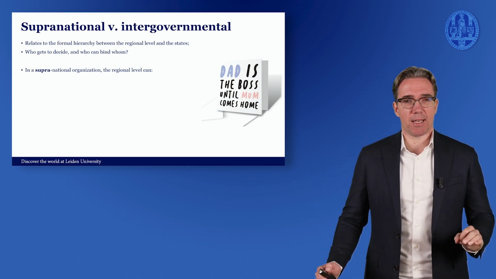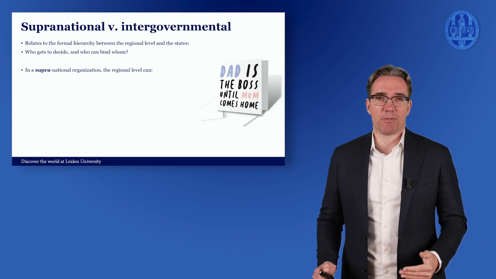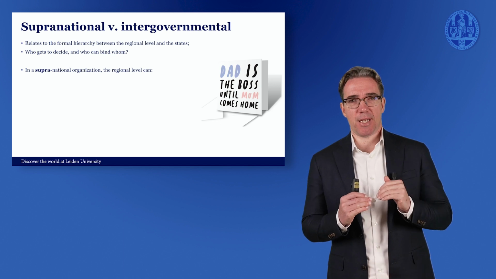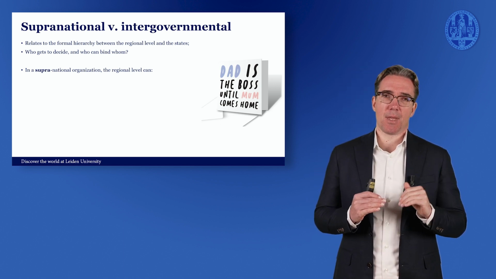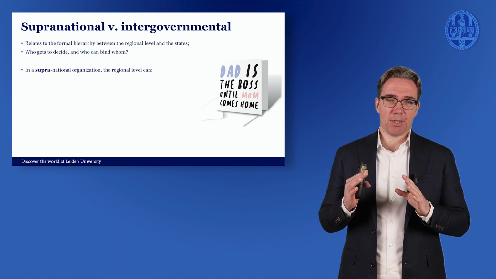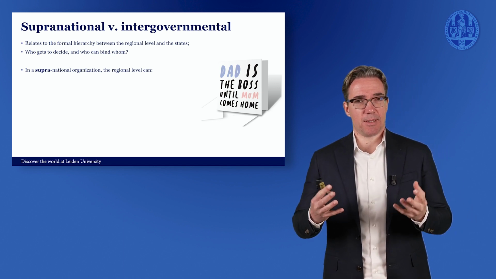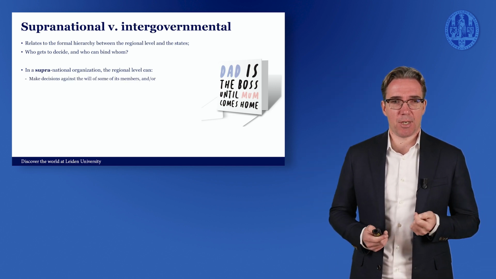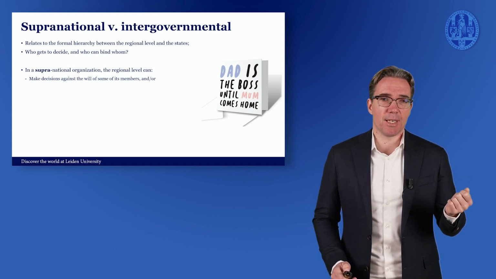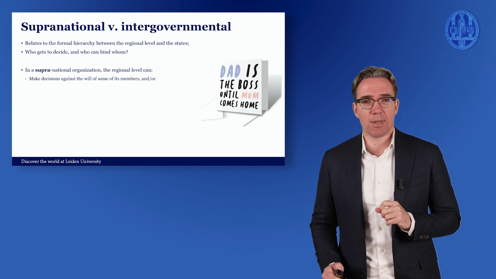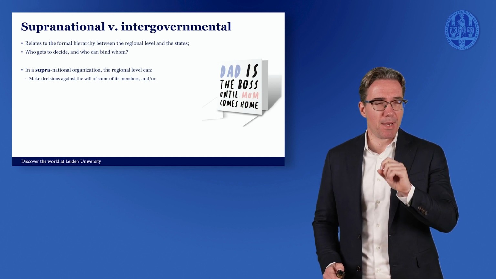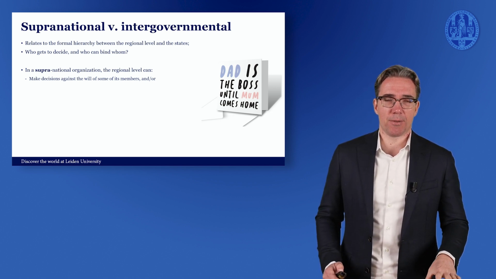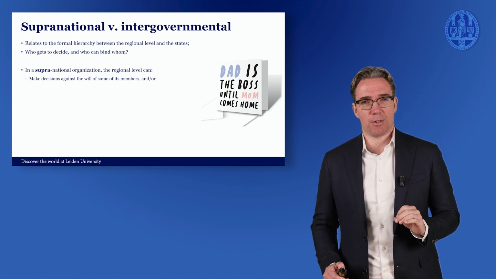Now, in a supranational organization, as the name already suggests, the regional organization is in some ways above the states, supranational. And that means that the regional organization can control, bind, limit, decide in some way. So some examples when we talk about supranationalism, for example, when the regional organization can make decisions against the will of some of its members. Remember, the main rule in public international law is that sovereign states cannot be bound against their will. If you don't want to join a treaty, you don't join the treaty.